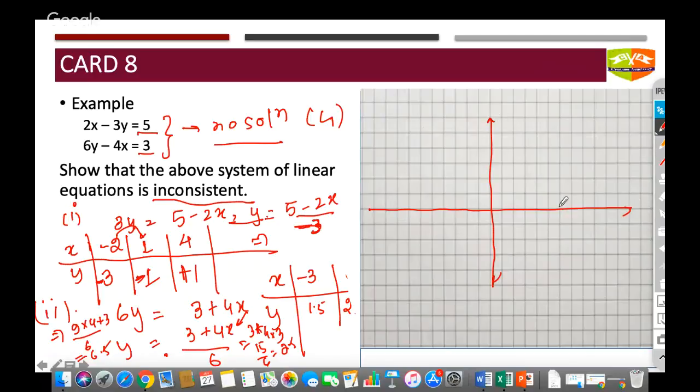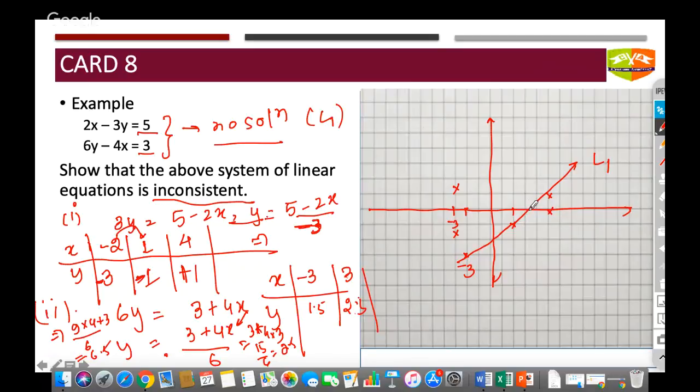So the lines have to be drawn like this. At -2, I'm getting a -3. At 1, I'm getting a -1, and at 4, I'm getting a 1. So line L1 is like this, and L2 would be at x is equal to -3, I get 1.5, so y is equal to positive 1.5. At x is equal to 3, it will be 2.5.